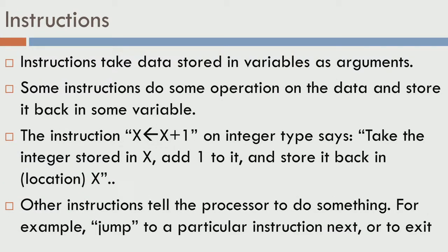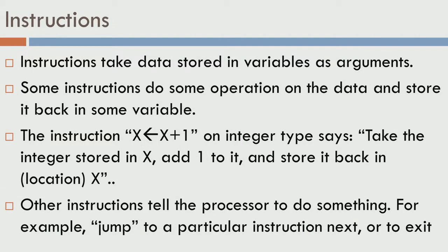Then there are the various operations that we did. If you look at A times C, which is assigned to P2, then the star is an operation, the assignment itself is an operation, and so on. Instructions take the data stored in the variables as arguments, and some of these instructions perform operations. For example, if I do x equals x plus 1, it takes the integer x, adds 1 to it, and the result is put back in the same location x. Some other instructions change the order in which the program is run, and these are called control instructions. We will see them in a little more detail later.